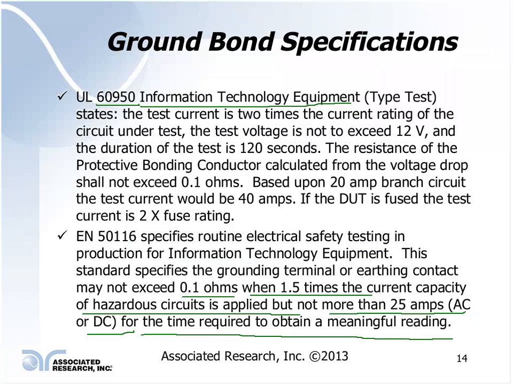Whenever you're doing a ground bond test, it does take a little bit of time for that circuit to heat up. That could cause a failure. I normally recommend a ground bond test to be performed for usually about a 5-second period. How did I come up with that?